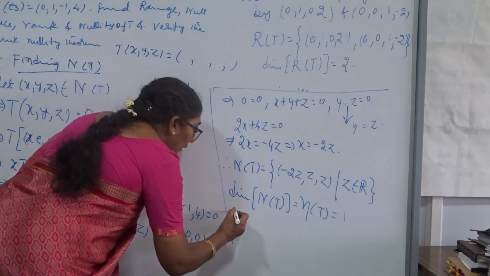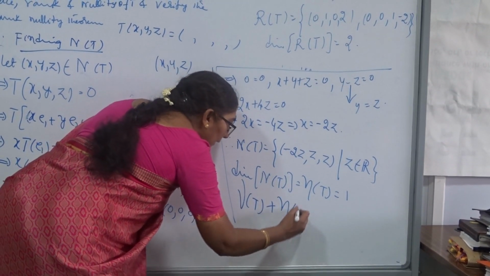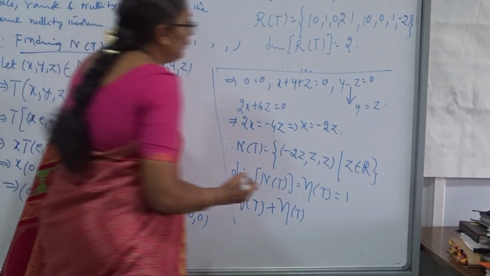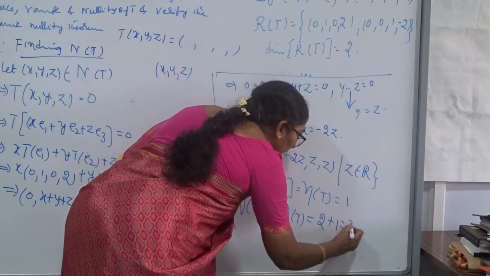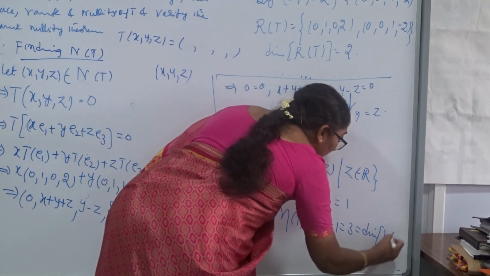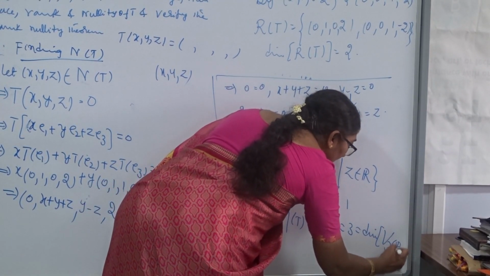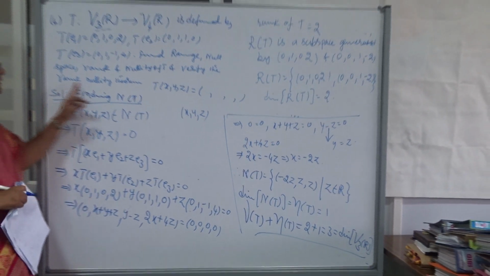Therefore, rank of T plus nullity of T, what do we get actually? 2 plus 1. What is 2 plus 1? 3, which is nothing but the dimension of the domain. The domain is V3 of R. Yes, it is satisfied. Therefore, the rank nullity theorem is verified.